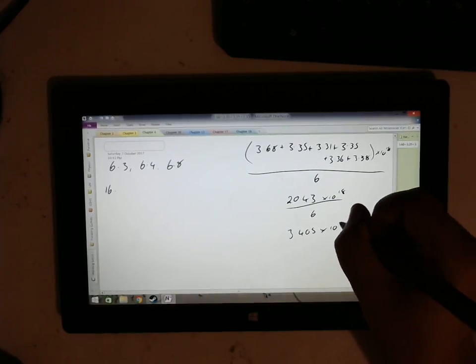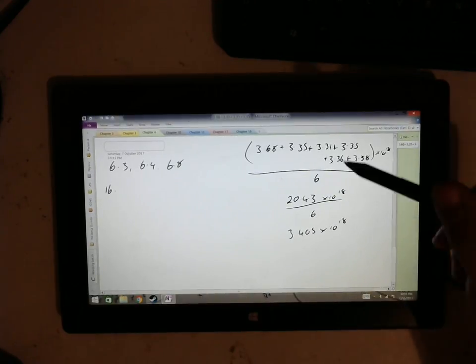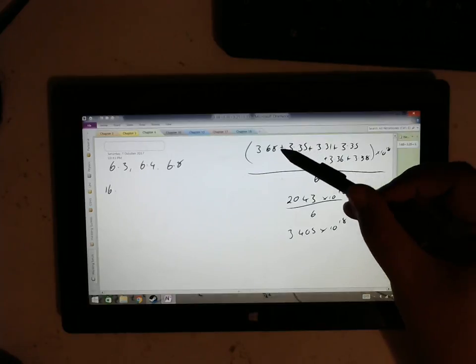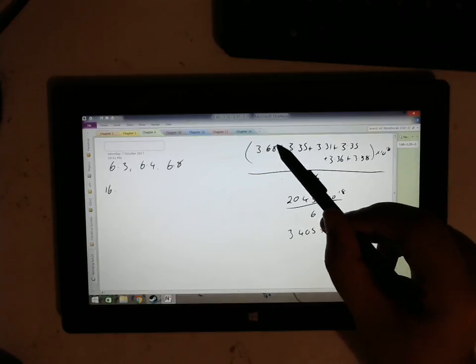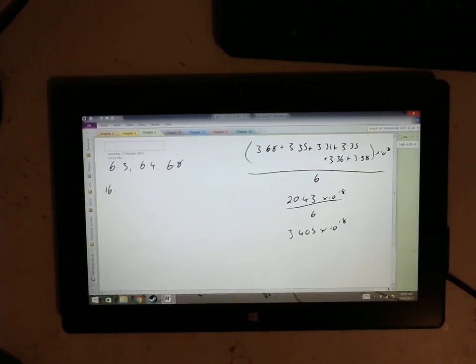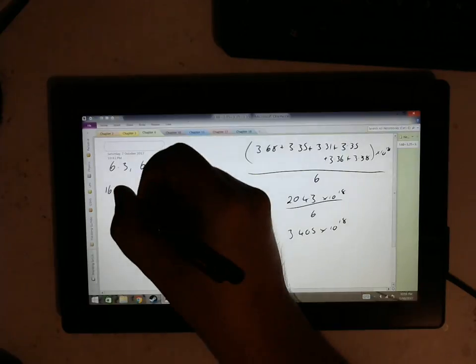3.405 times 10 to the 18, and if we look at that list of numbers, we can see the 3.4 is just a little bit above all these ones, which is what we'd expect from this one here dragging the average up a little bit. Let's try that the other way. 20.43 times 10 to the power of 18, and then divide that by 6. Yep, we get the same number, so always good to check.